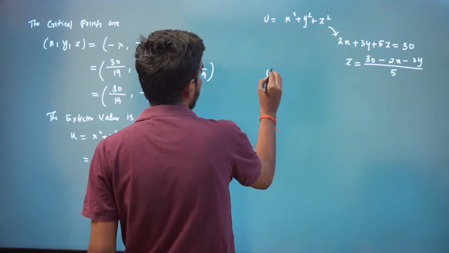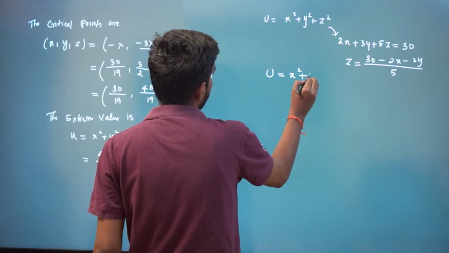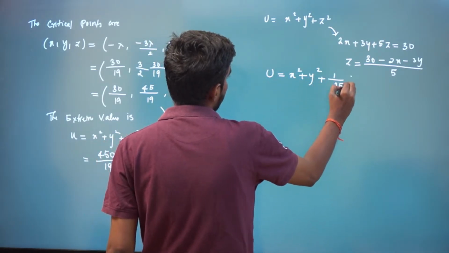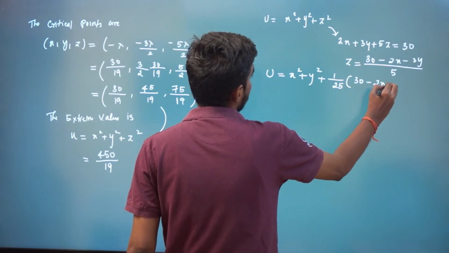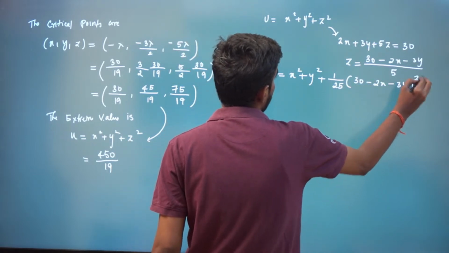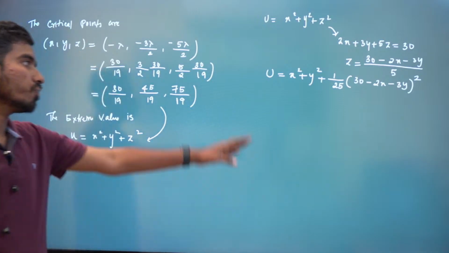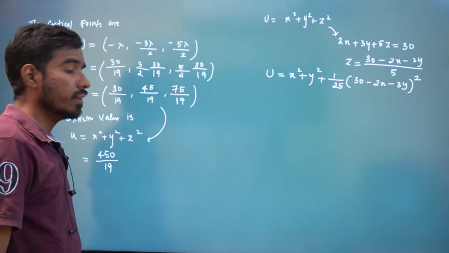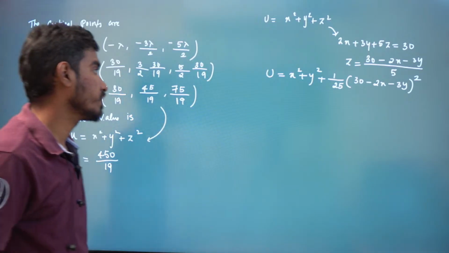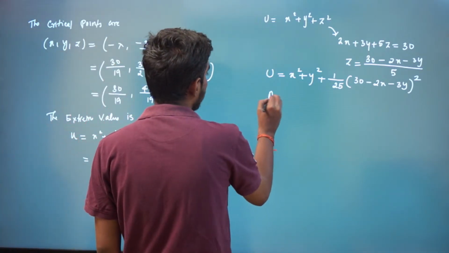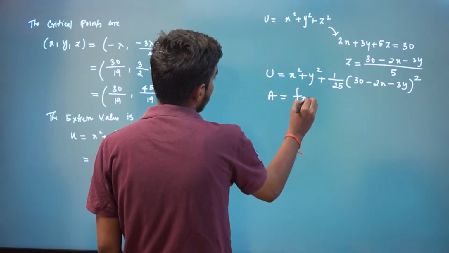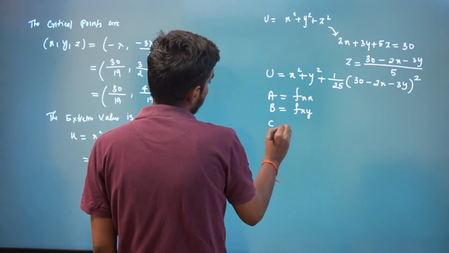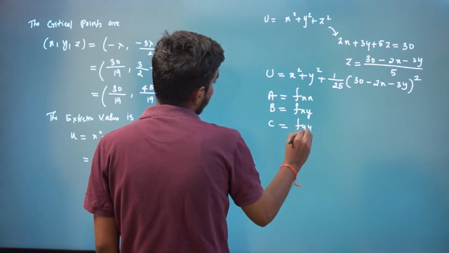So we have our u, which is a function of two variables, x square plus y square plus z square, so 1 by 25, 30 minus 2x minus 3y whole square. Now you have to check whether at this point it is maxima or minima. So we know a is fxx, b is fxy, c is fyy.